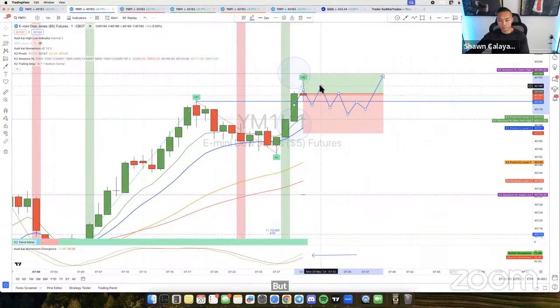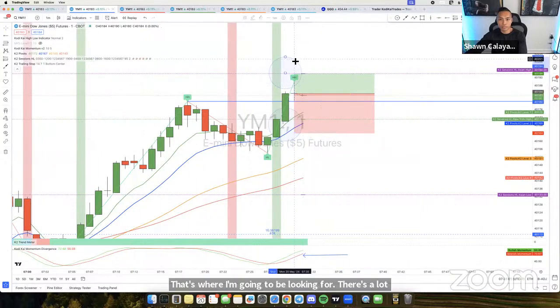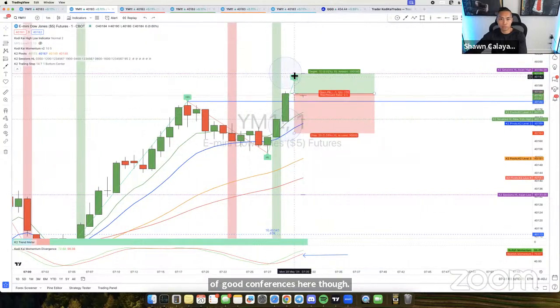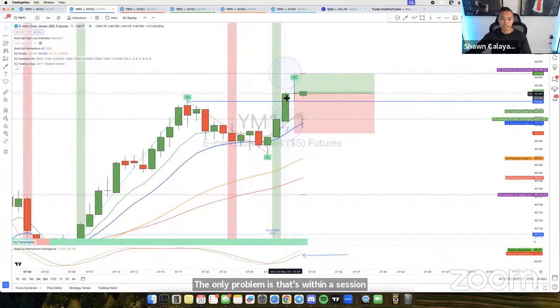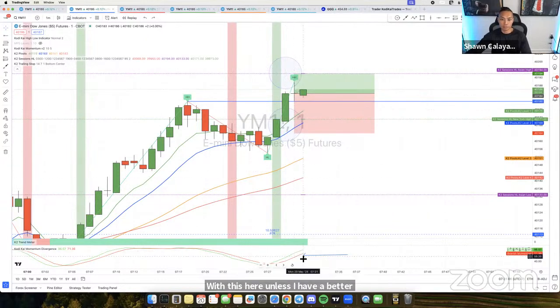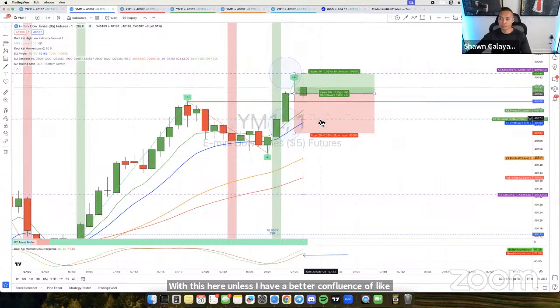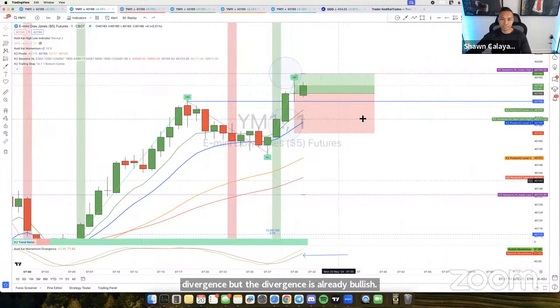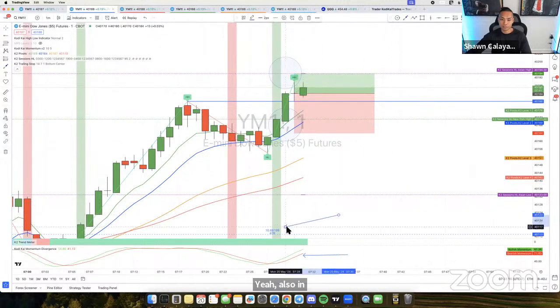There's a lot of good confluences here, though. The only problem is that it's within a session sandwich. Like I said, I just wouldn't mess with this here unless I have a better confluence like divergence. But the divergence is already bullish. Also, the ATR is bad. There's just too many things here.